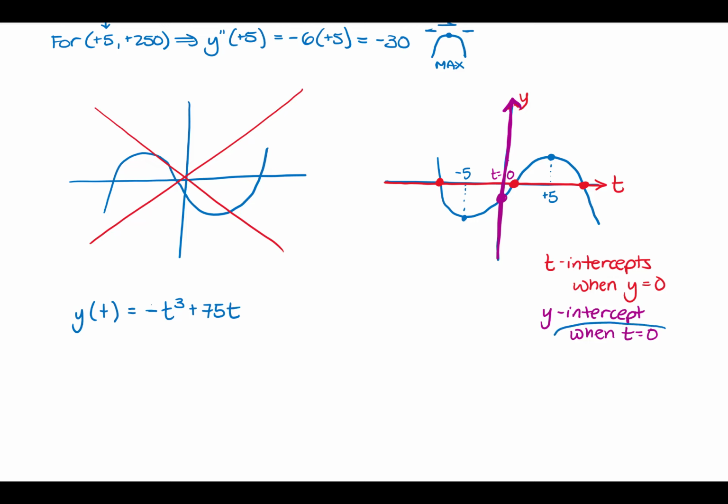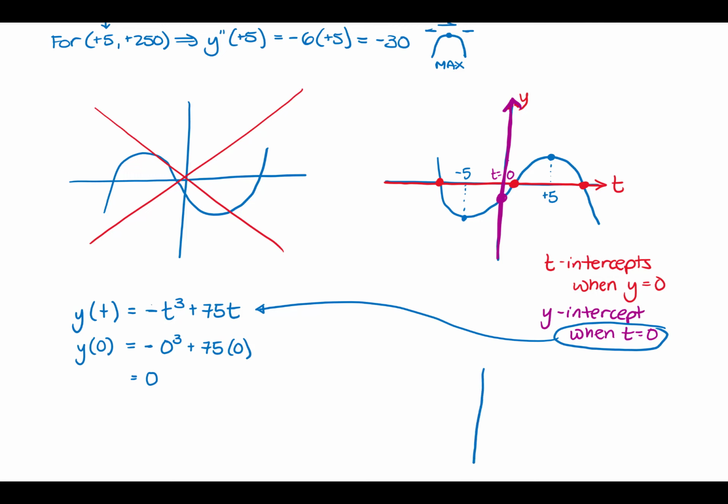And what I do is I substitute t is equal to 0 into that function to determine my y-intercept. So y, when t is equal to 0, is going to be -0³ plus 75 times 0. It's going to be 0. So what this informs me of as well is that I cross that y-intercept at 0 when x is equal to 0. I have a coordinate (0, 0) there. And again, I know that I have my max when t is equal to +5, and I have my min when t is equal to -5.